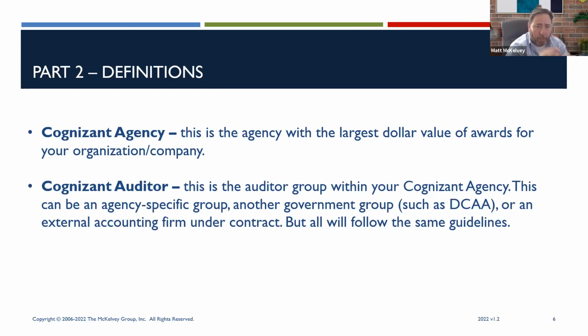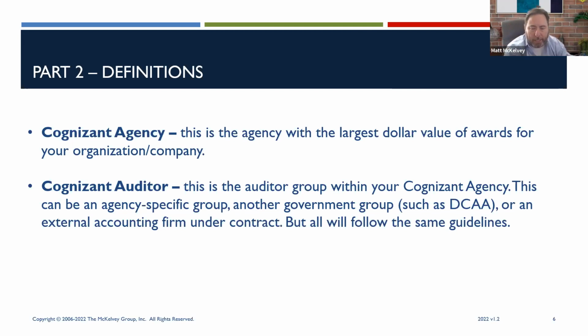And you'll also hear the term cognizant auditor. A cognizant auditor is the group within that agency that actually does the review and does the negotiations with you on accounting functions. It can be agency specific. So, for example, within USAID, they will have an audit group that may do this. It could be another government group, such as DCAA. DCAA stands for the Defense Contract Audit Agency. That's the largest audit group in the government, because the Department of Defense is the largest agency in the federal government.